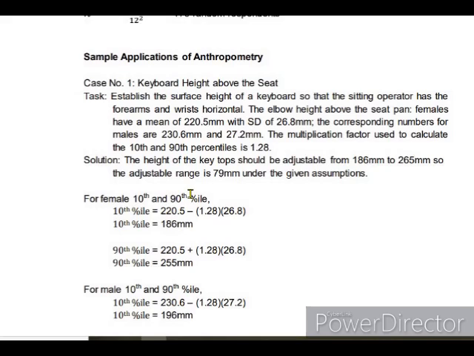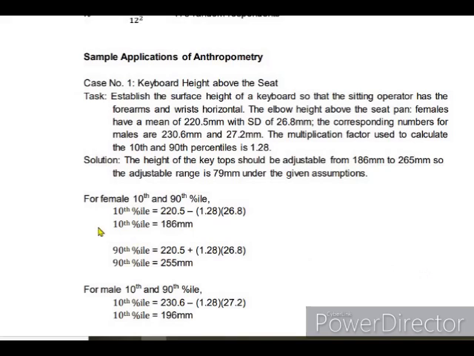Okay, so solution. The height of the key tops should be adjustable from 186 to 265 mm so that the adjustable range is 79 mm under the given assumptions. Okay, why is it adjustable? Because to cater for the adjustable range, which is 79 mm under the given assumptions.